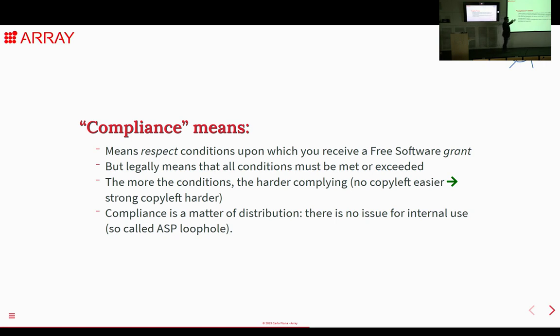And if you have strong copyleft, you have many more conditions. So it's harder to implement strong copyleft in your project because the requirements are higher. The higher the requirements, the harder it is. But this is something very important that many misunderstand. These requirements are to be complied with most of the time, 99.99% of the time, only when you distribute. So if you take some project and you use it in your laboratory and you don't do any distribution, you are home free. You can do whatever you want, roughly.